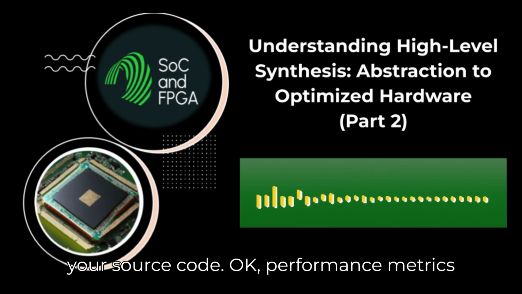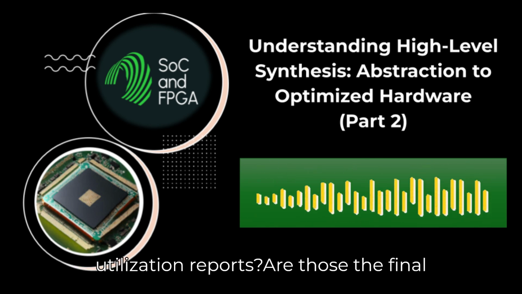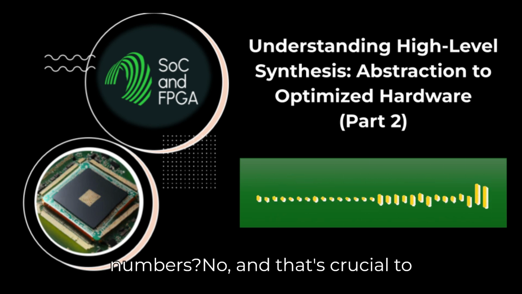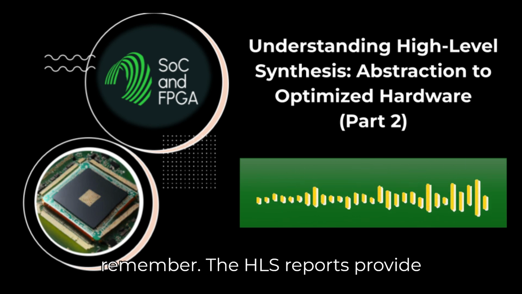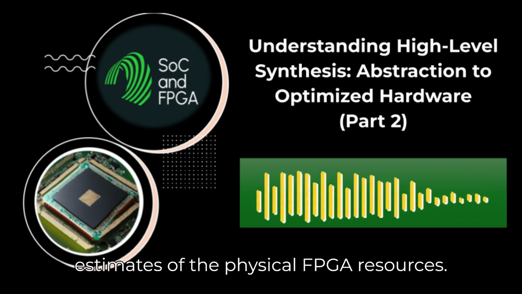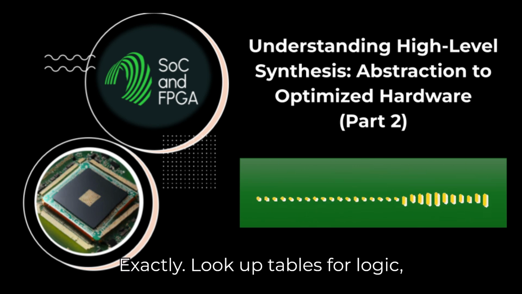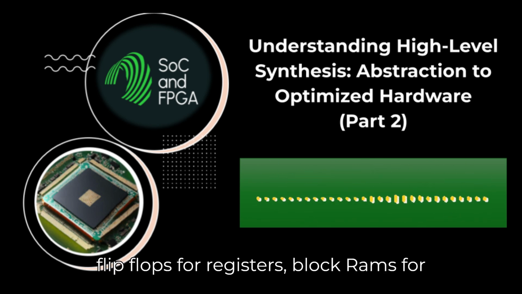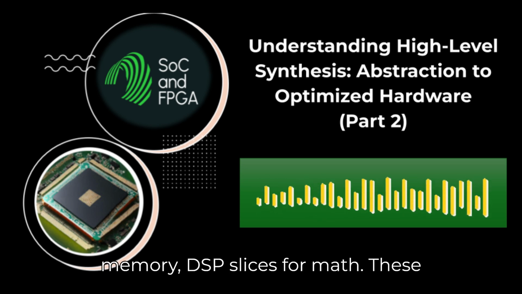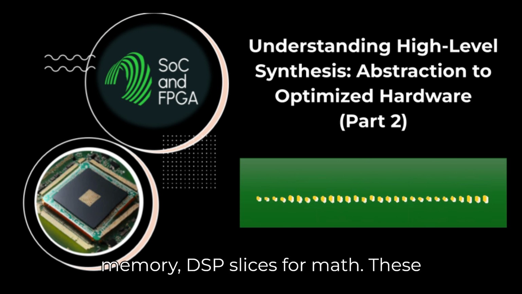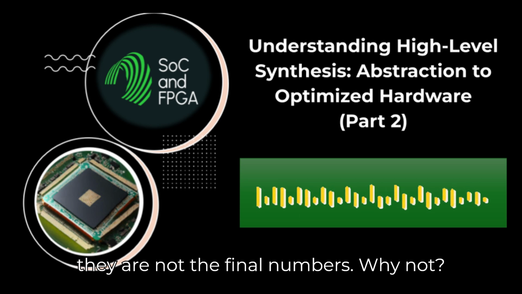Okay, performance metrics understood. What about resource utilization reports? Are those the final numbers? No, and that's crucial to remember. The HLS reports provide estimates of the physical FPGA resources. LUTs, FFs, BRAMs, DSPs. Exactly. Look up tables for logic, flip-flops for registers, block RAMs for memory, DSP slices for math. These estimates are usually pretty good, but they are not the final numbers.